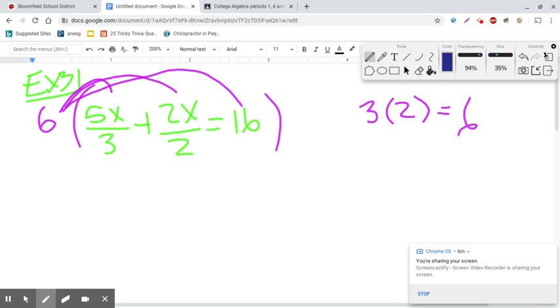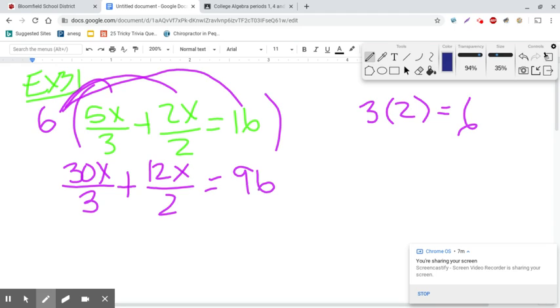So 6 times 5x gives us 30x. Keep it over your original denominator. Bring down your plus. 6 times 2x gives us 12x. Put that over your original denominator, which is a 2. Then we have to do 6 times 16, which is 96. Okay, so first step done.